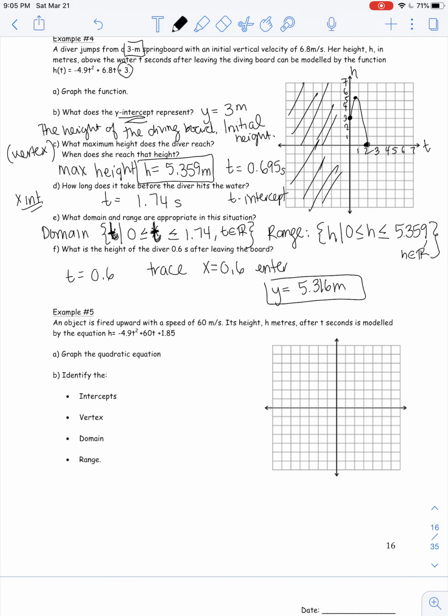Example number 5, again, they're giving us an equation, but they're telling us that this object is fired at an upward speed of 60 meters per second. Again, we have time and height, which is meters. So we have to make sure that our values make sense. We're going to have to identify a few features here before we graph it, of course. It makes it way easier. But I'm going to start by going to my graphing calculator again and putting this in.